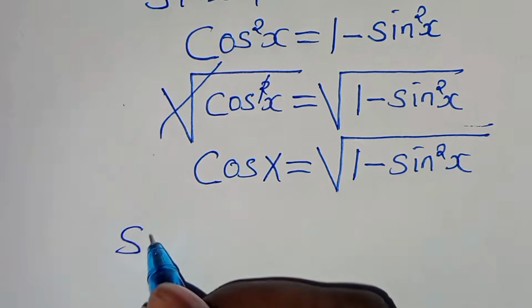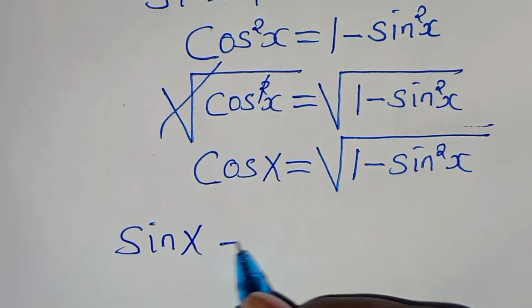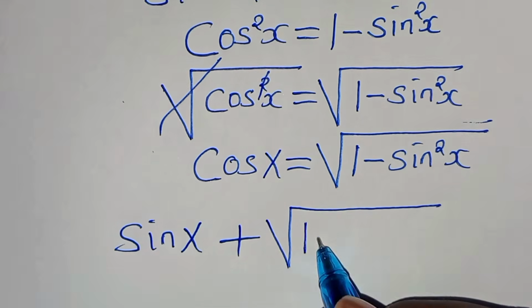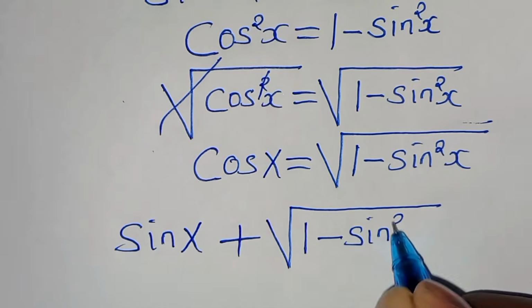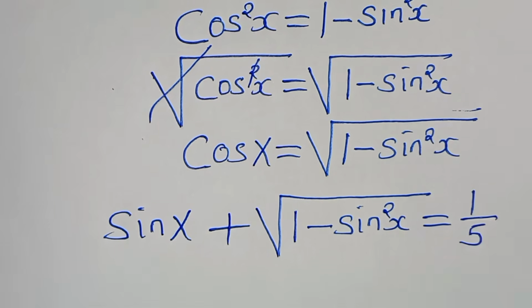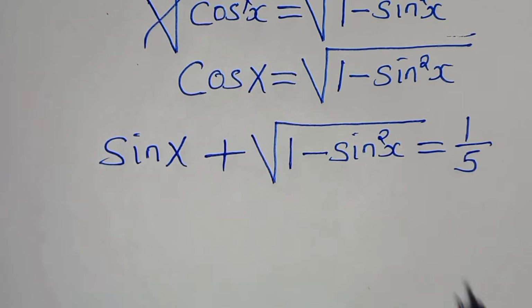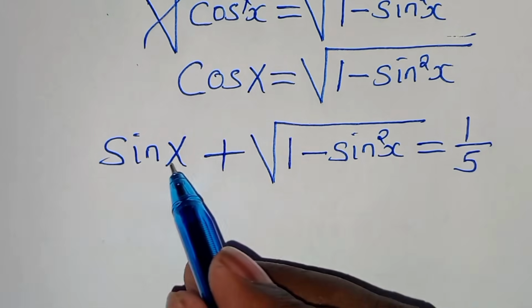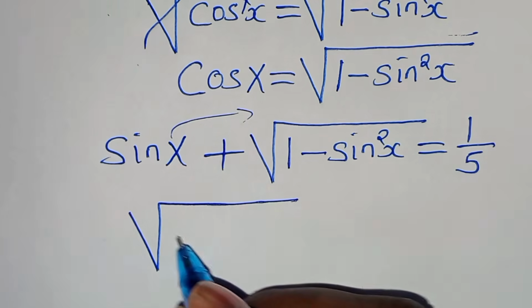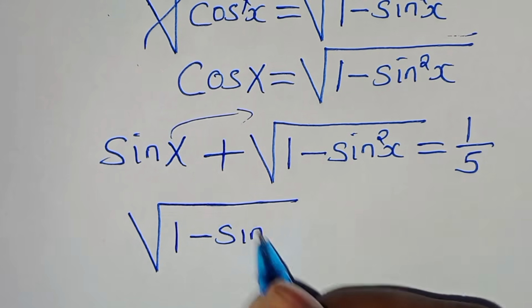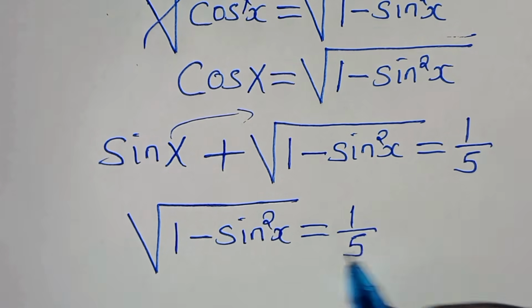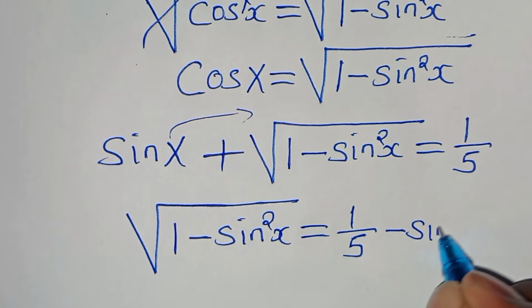So we have sin x plus cos x, which is now the square root of 1 minus sin squared x. This is equal to 1 over 5. The next step is to take sin x to the right hand side, so that we have the square root of 1 minus sin squared x equal to 1 over 5 subtract sin x.